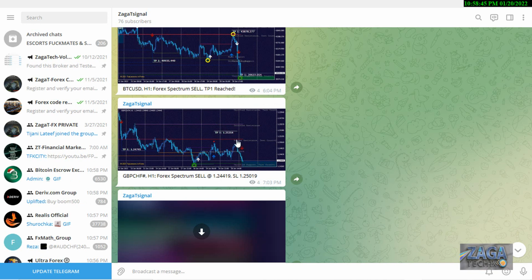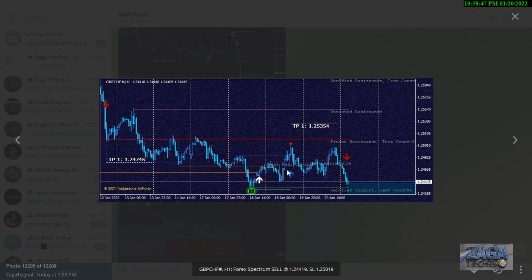So when you zoom the chart, you see your TP1. This is for a buy and your TP1 is there. This is for a sell, and your take profit should be at least 15 to 20 pips. This is how Forex Spectrum do. Then your TP2 is higher and your TP3 is higher too.